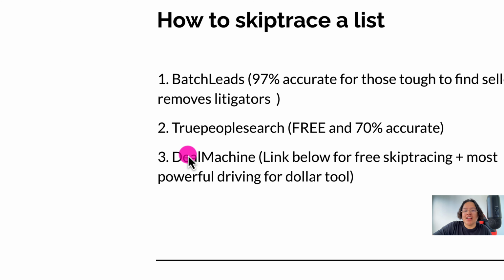And then Deal Machine is, you can upload a list and you can get free skip tracing. It's not as accurate as batch, but it is definitely better than True People Search.